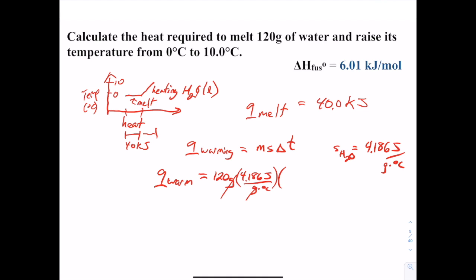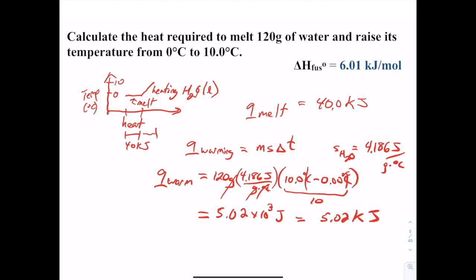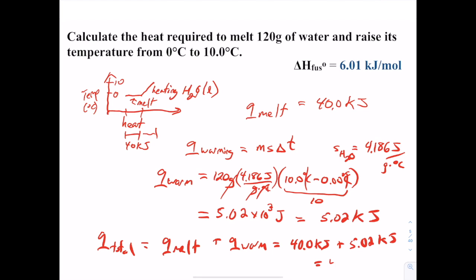And the change in temperature is the final minus the initial. So this difference here is going to be 10. If we do the math, you can use the calculator. I'll write it in scientific notation. It's about 5,000 joules, or if we convert that to kilojoules, it's 5.02 kilojoules. So Q total will be Q melt plus Q warm, which is 40 plus 5, we get 45. Only one decimal place in our answer.